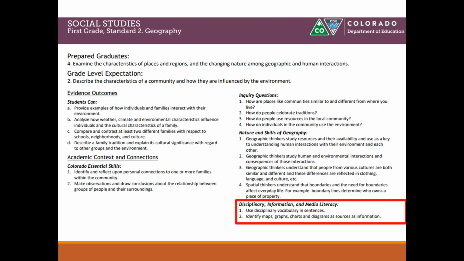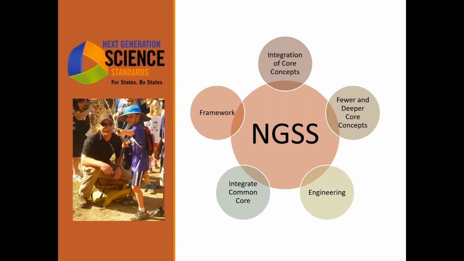Finally, this is a brand new piece in the standards. We haven't seen it before, the disciplinary information and media literacy. There is a big connection in the new standards to how students demonstrate their learning through reading, writing, and communicating, and using those skills. And so this section kind of outlines what some of that might look like, and has some connections back to other content areas as well. So that's what the standards look like.